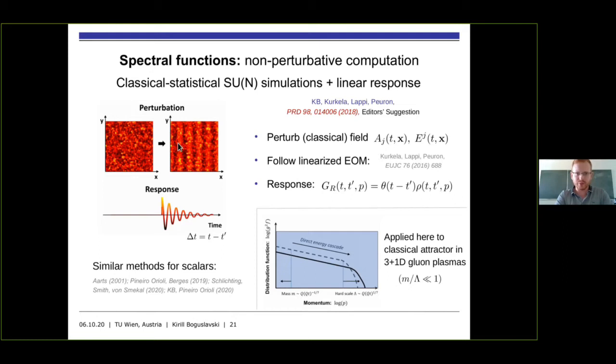with a specific momentum. Here you see some kind of waves. This is basically a perturbation with some momentum. And then we took those perturbations, and we followed linearized equations of motion for the response, and the response itself could be understood as the retarded propagator from which we obtained the spectral function. I have a backup slide on that with more details if you wish. Now, similar methods are also used for scalar field theory, especially out of equilibrium. And as I told you, we applied this method now for the classical attractor in 3+1 dimensional plasmas.